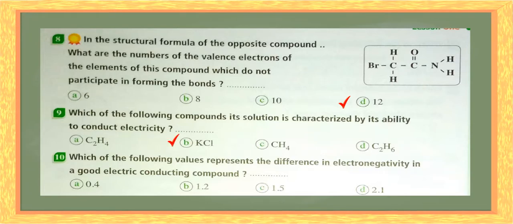Also we have CH4, methane, not an ionic compound, it's an organic compound that will not conduct electricity. The last one here we have acetylene, C2H6, that is also not ionic, it's covalent, so it will not conduct electricity. We have here only an ionic compound that has the property of conducting electricity.